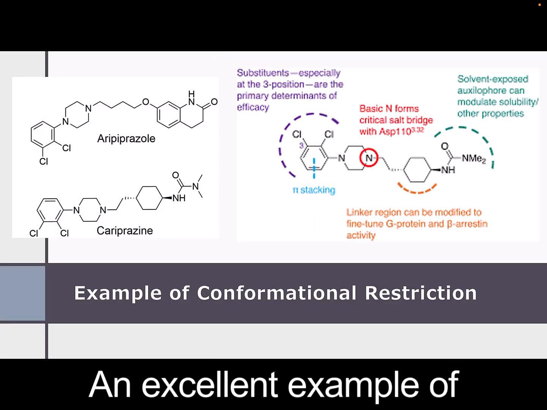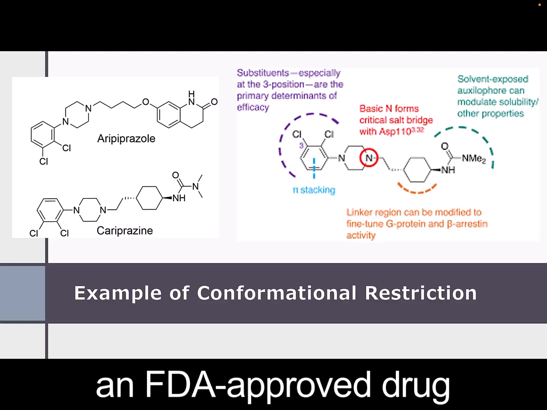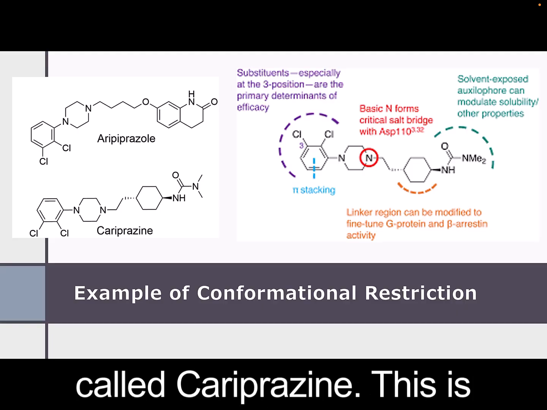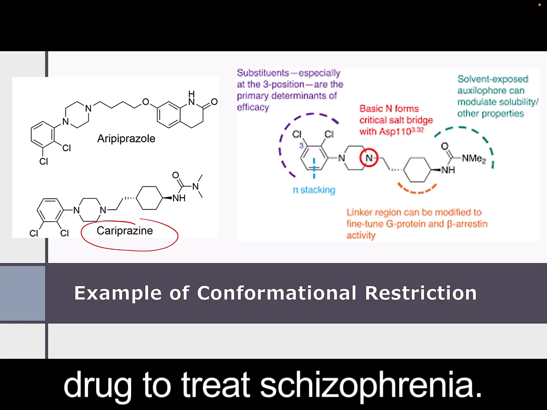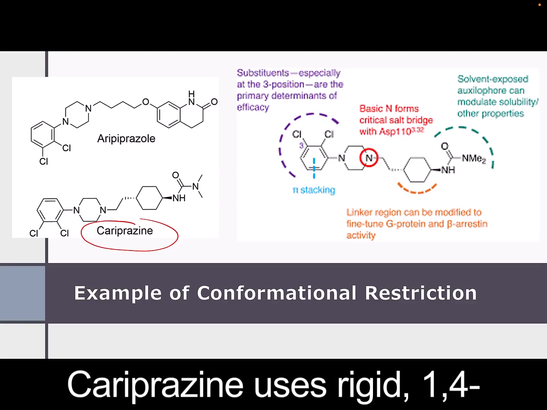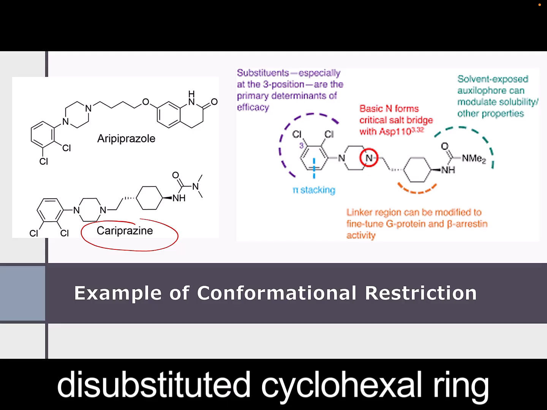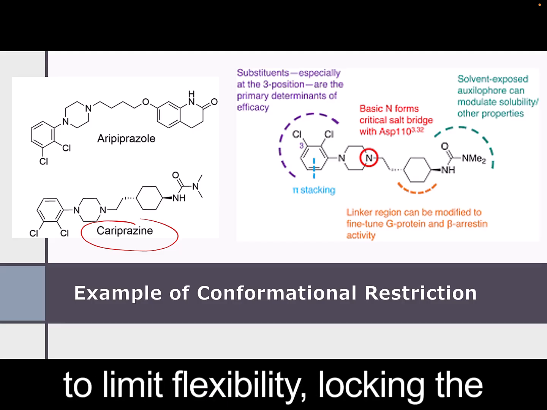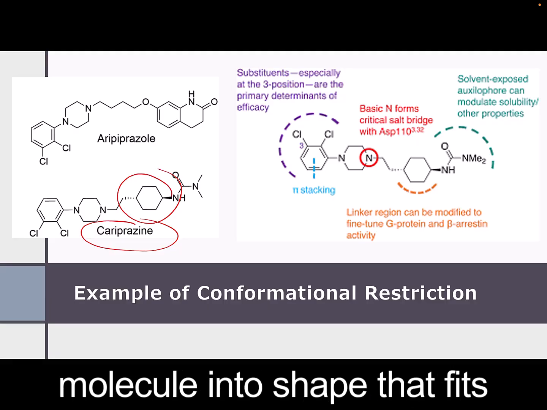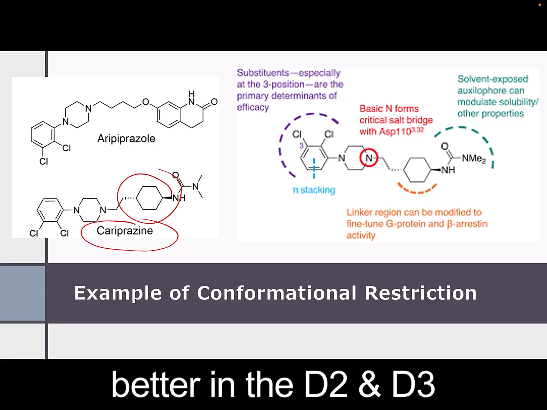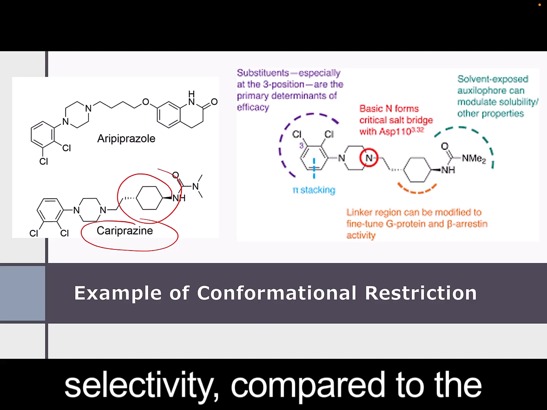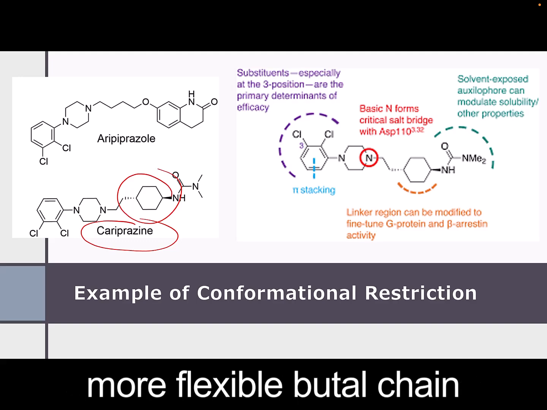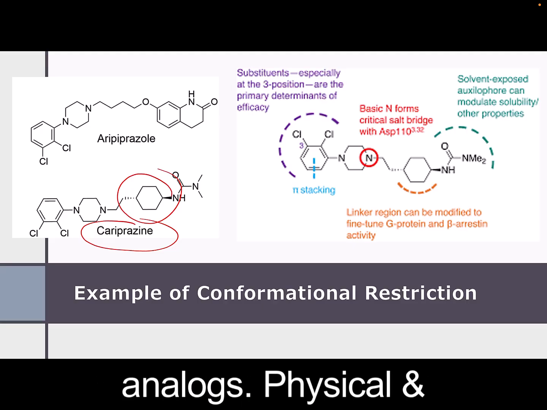An excellent example of conformational restriction is an FDA-approved drug called cariprazine. This is used as an antipsychotic drug to treat schizophrenia. Cariprazine uses a rigid 1,4-disubstituted cyclohexyl ring to limit flexibility, locking the molecule into a shape that fits better in the D2, D3 dopamine receptor targets, boosting potency and selectivity compared to the more flexible butyl chain analogs.